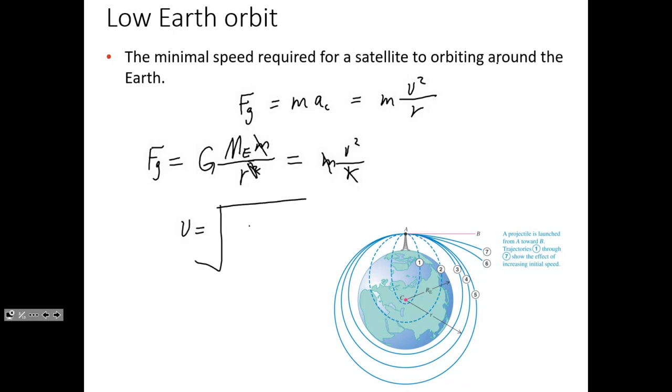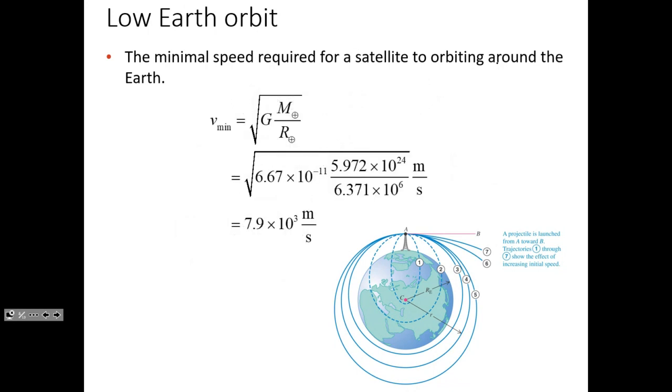We can solve for v: v equals the square root of G M_E over r. And r should equal the radius of the Earth. You can just replace it by the radius of the Earth. Now we just need to plug in the numbers. Capital G is 6.67 times 10 to the negative 11. Mass of the Earth is 5.97 times 10 to the 24 kilograms. Radius of the Earth is 6.37 times 10 to the 6 meters. Everything is there.